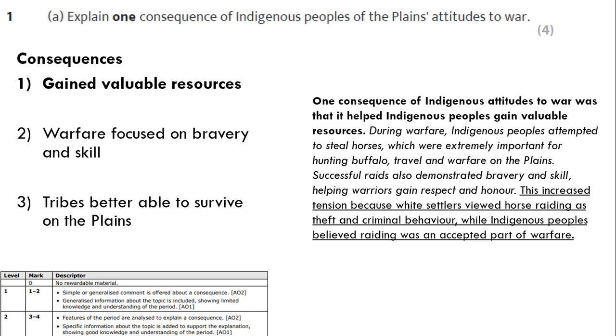So in bold you have the reason identified, in italics you have your knowledge and understanding, and then underlined we have the explanation, the link to the wider West. It's increasing tension.